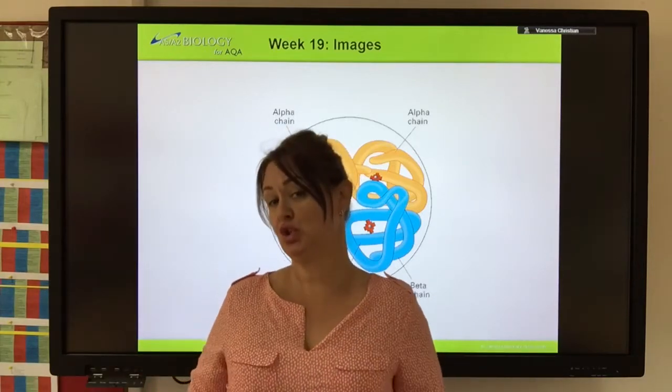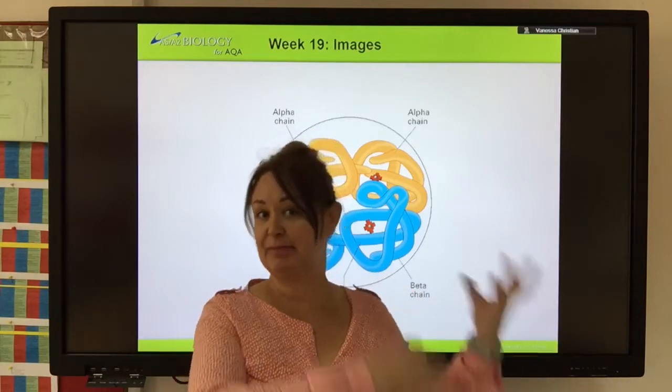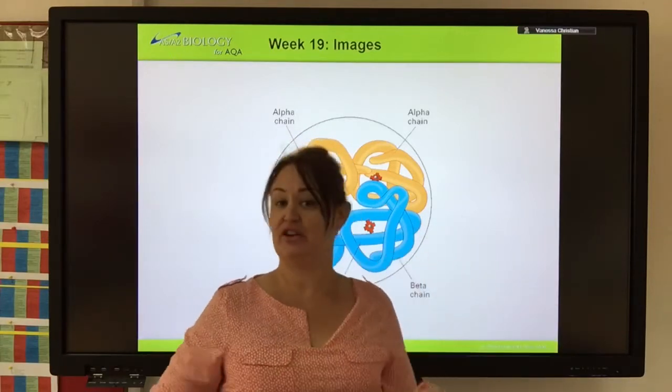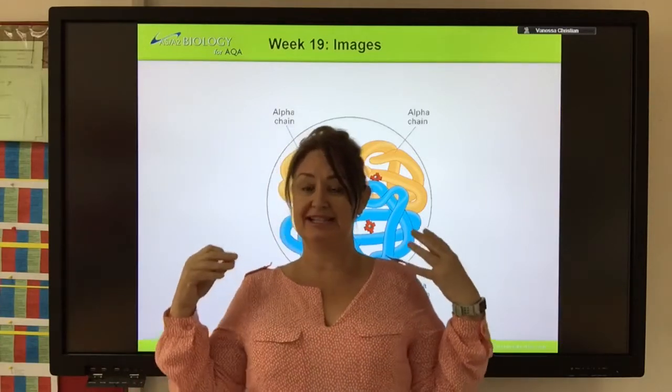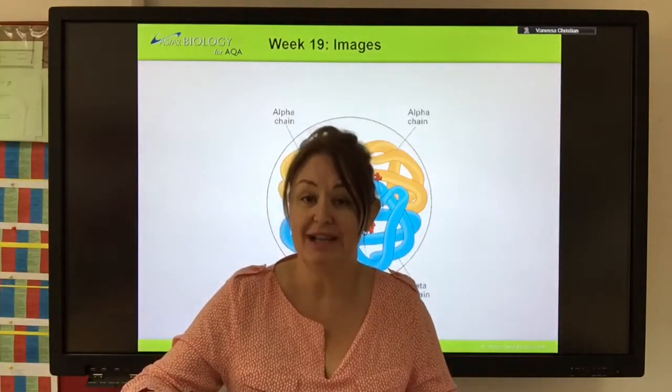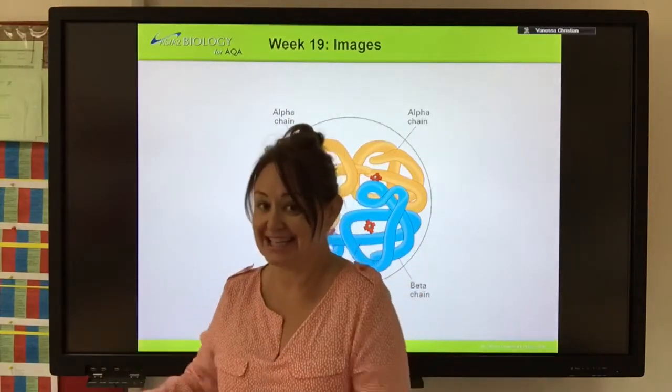Before, we've always just talked about red blood cells picking up oxygen at the lungs and transferring it to respiring cells. But what we're really thinking about now is, what is it that tells it to pick it up, and what is it that tells the hemoglobin to let it go?